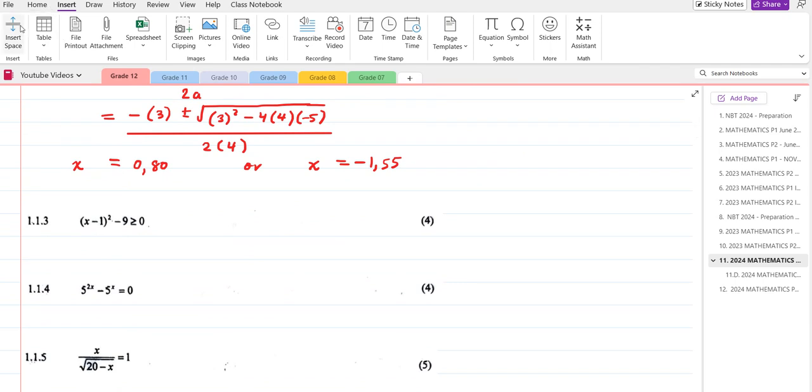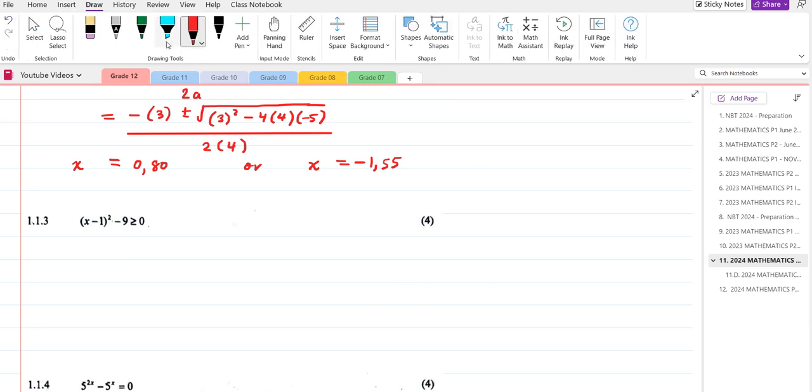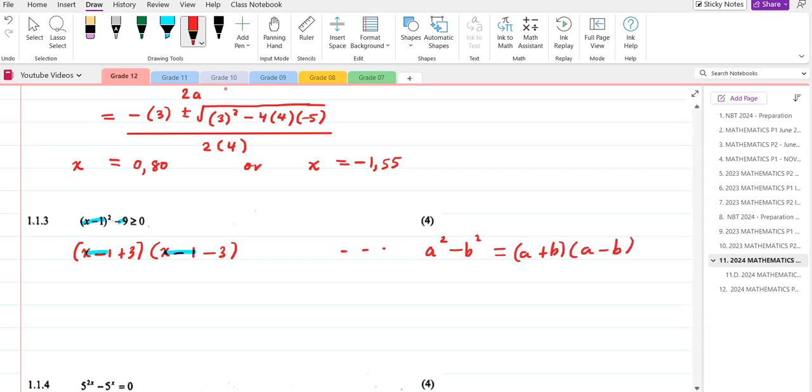Next problem. We've got x minus 1 all squared minus 9 is greater than or equal to 0. I like the way this is written. It's written in the form of a difference of 2 squares, so don't try to open this whole thing up. We can just say x minus 1 plus 3 and x minus 1 minus 3, because it's a difference of 2 squares. It's like a squared minus b squared, and if you have a squared minus b squared, we write it as a plus b into a minus b. So that's the factorization technique I'm using.